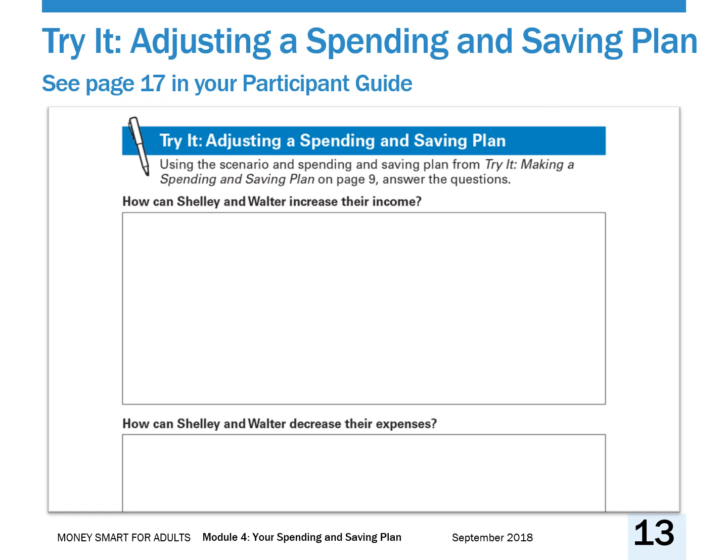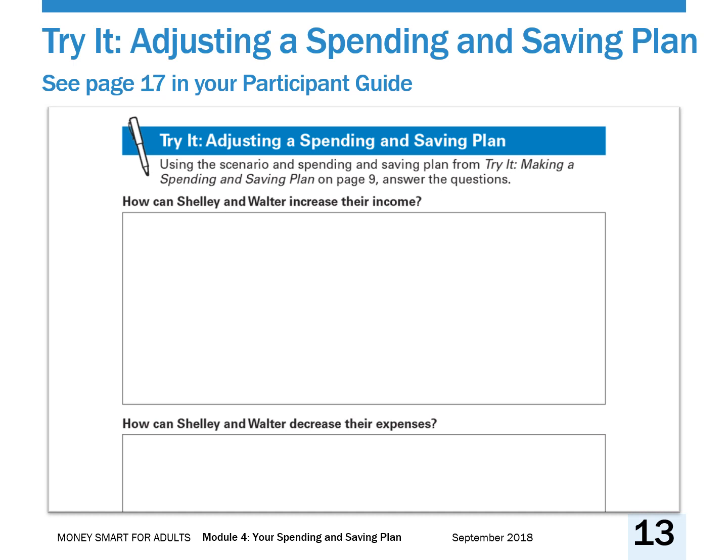Now, please turn to Try It, Adjusting a Spending and Savings Plan on page 17 of your Participants Guide. A spending and savings plan does not stay the same every month. It must change to reflect your reality. That's why it can be a useful tool. It can help you decide where you need to change things. Adjusting it doesn't mean you have a bad plan.